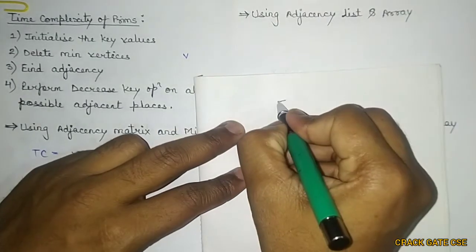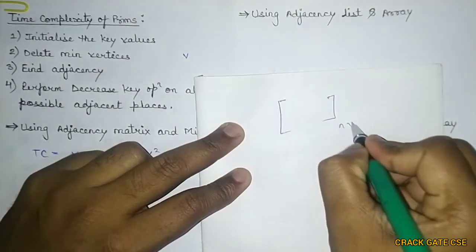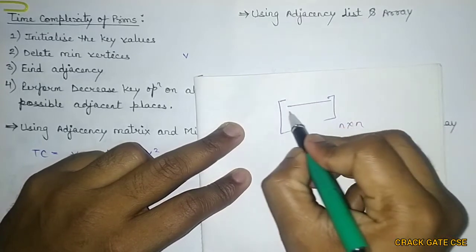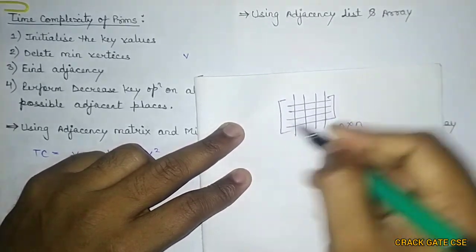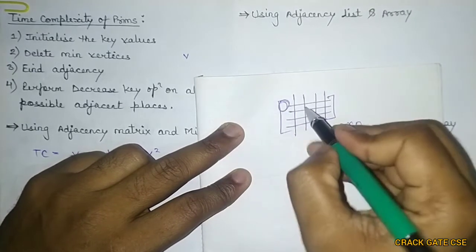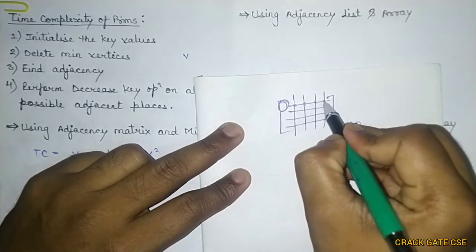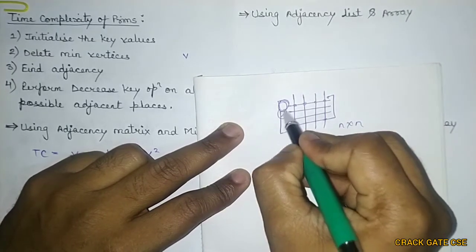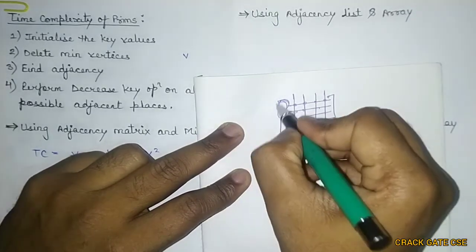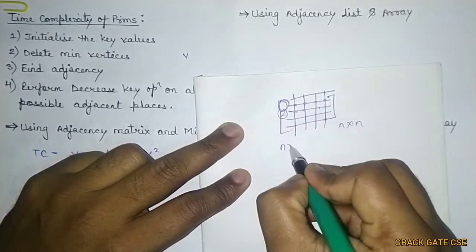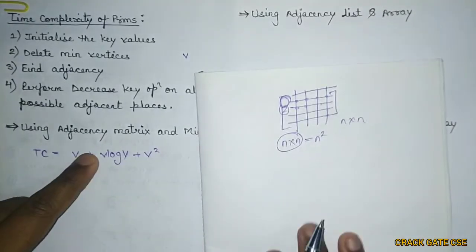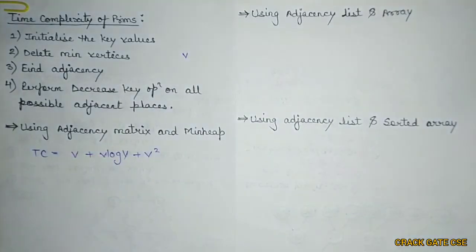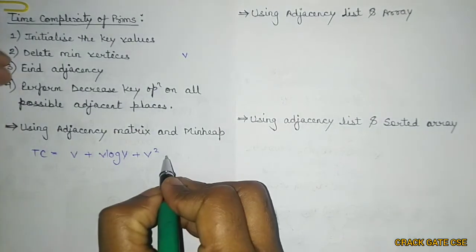Let's say I have this n by n table. Here I have 1 row, 2 row, 3 row, 4th row and 4 columns. For each row I have to check these elements. Similarly for the second row I have to check these elements. That means for these n rows I have to check these n elements, so it will take n square. Here instead of n we have V, so it will take order of V square. So we are done with 3 steps.